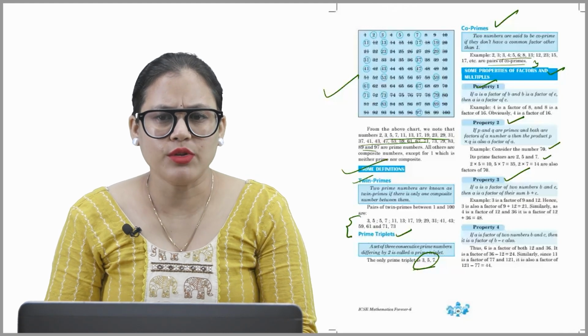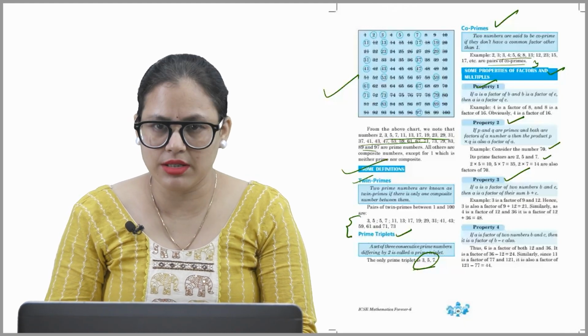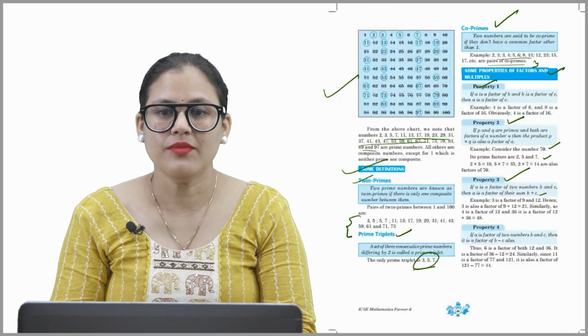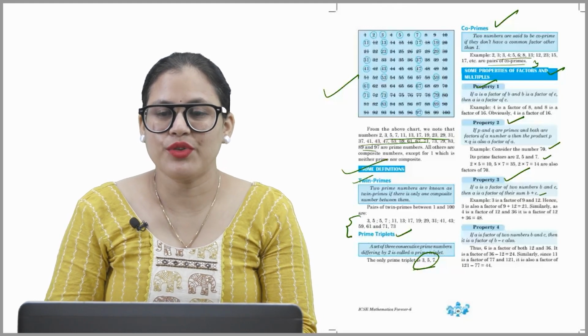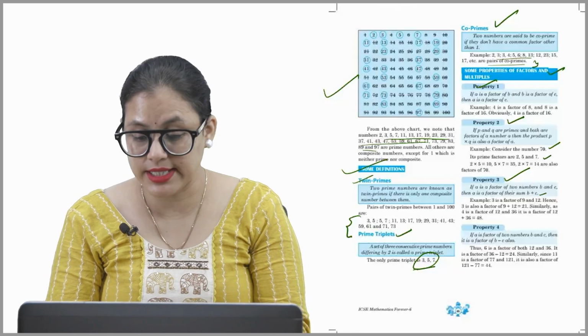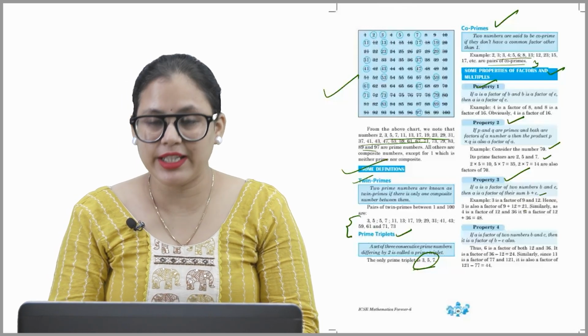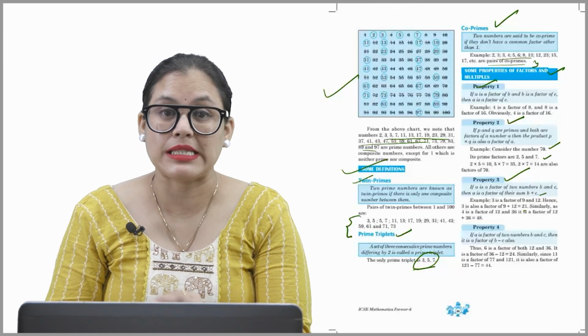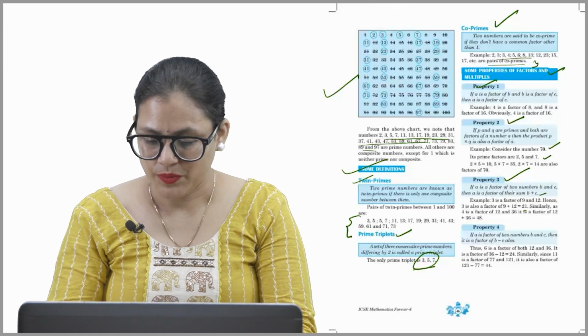Property 3. If A is a factor of two numbers B and C, then A is a factor of their sum B plus C. Example, if 3 is a factor of 9 and 12, hence 3 is also a factor of 9 plus 12, that is 21. Similarly, if 4 is a factor of 12 and 36, it is a factor of 12 plus 36, that is 48.